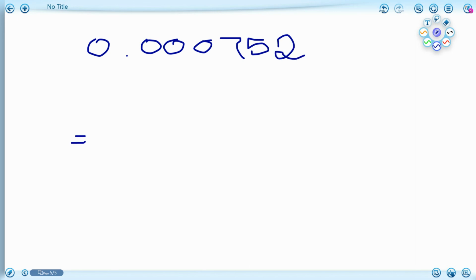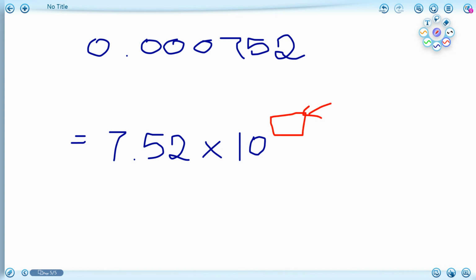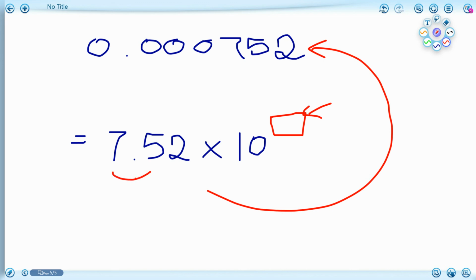My different example will be, how about this one? 0.000752. I want this in scientific notation, so I need to have 7.52 times 10 to the something, right? And we're trying to find the something. We go from here to here. Right now my dot is in between the 7 and the 5. But where does it need to be after I change it? It needs to be right here. So I'm going to hop from the red to the orange. I hop to the left 4 times.